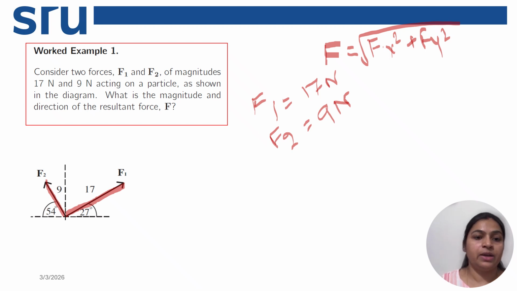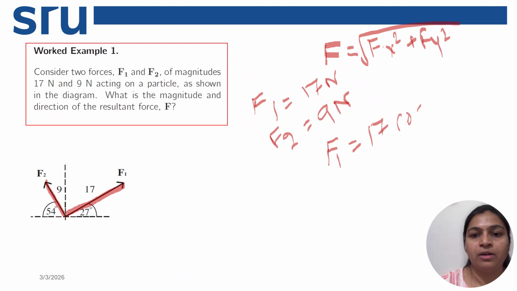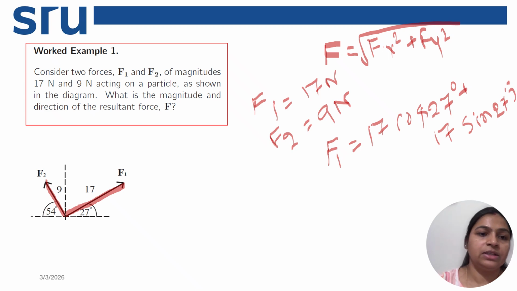So here we can write the individual forces. For F1, F has components Fx and Fy. So we can write for the force F1 that it will be 17 cos 27 degree i plus 17 sine 27 degree j. It is given that the angle here is 27.